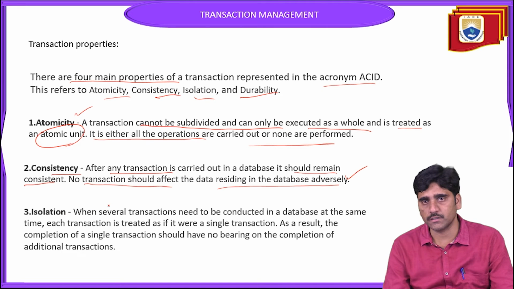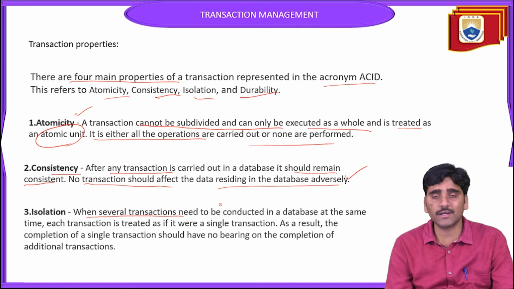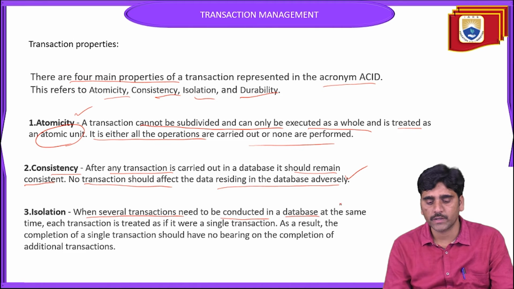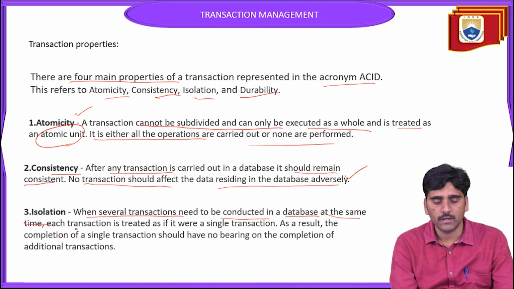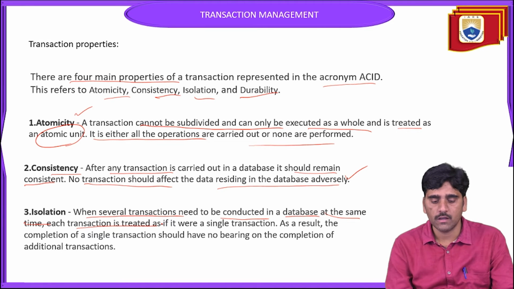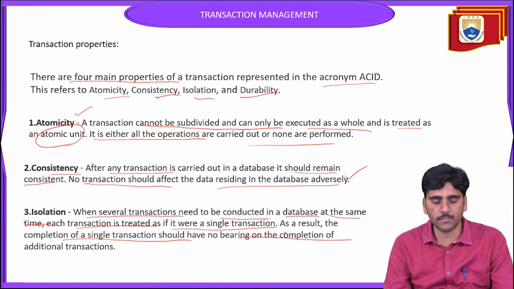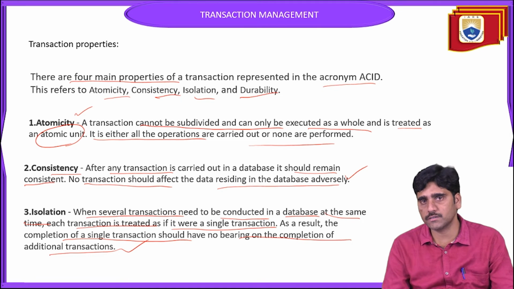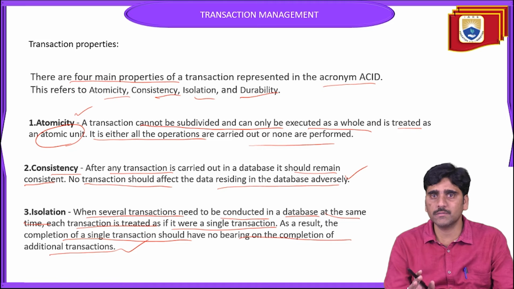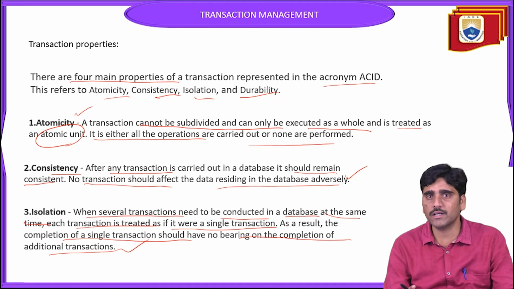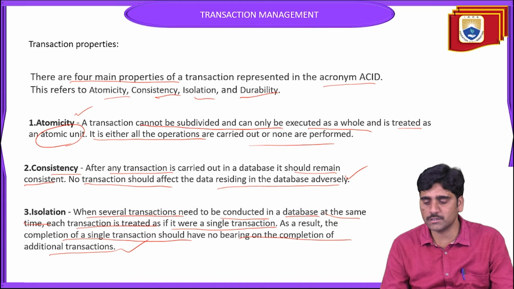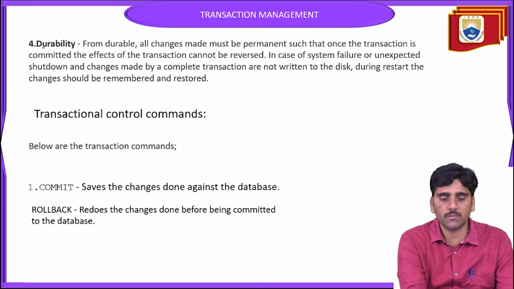And the third one, isolation. When several transactions need to be conducted in a database at the same time, each transaction is treated as if it were a single transaction. As a result, the completion of a single transaction should have no bearing on the completion of another transaction. So one transaction is not dependent upon another transaction. One transaction's disturbance is not going to affect another transaction. So that satisfies the isolation property.